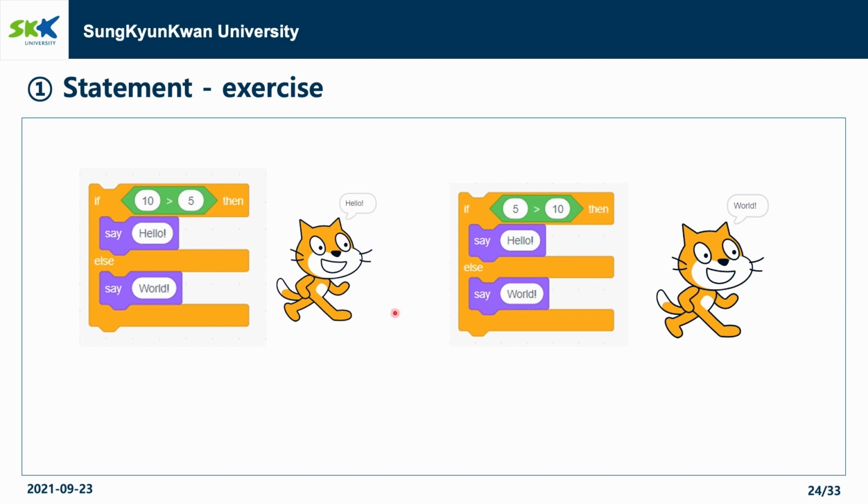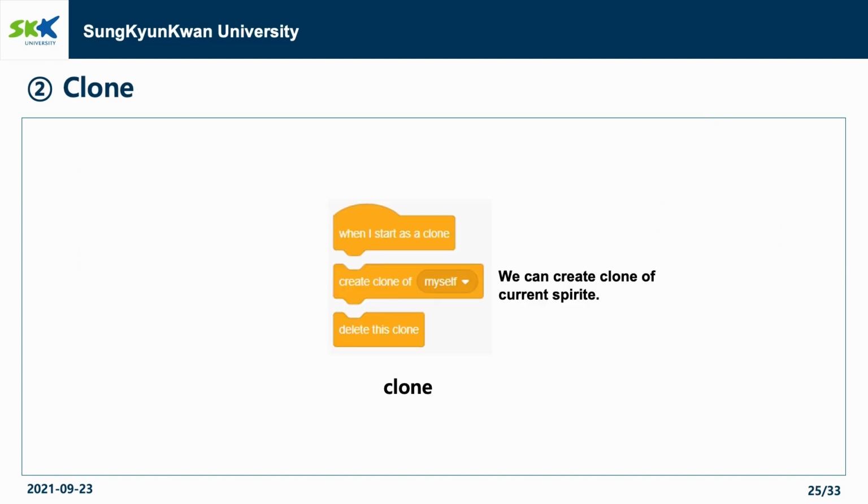Then let's think about the second example. The diamond condition is a false value, so it will execute the else part block. So you will see the cat say world. The second category of control block is clone. We can create or delete a clone of the current sprite using these blocks.